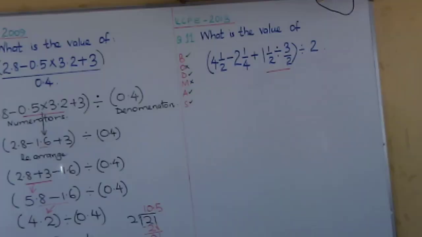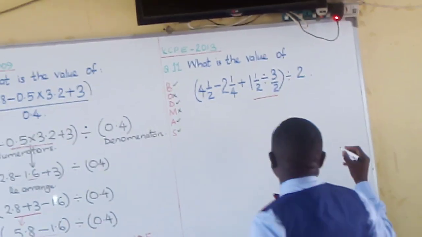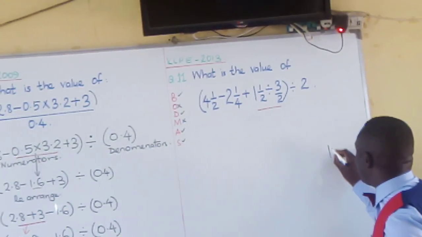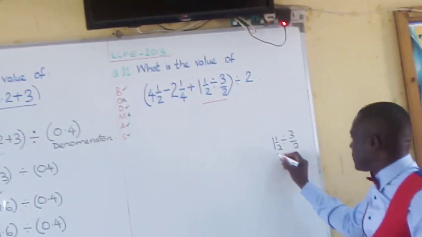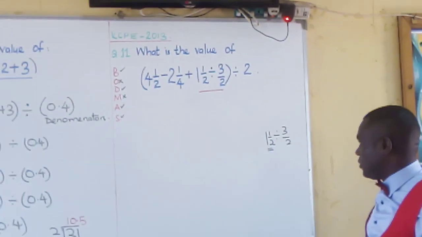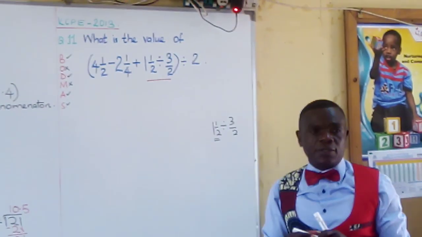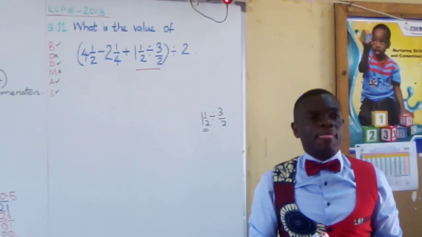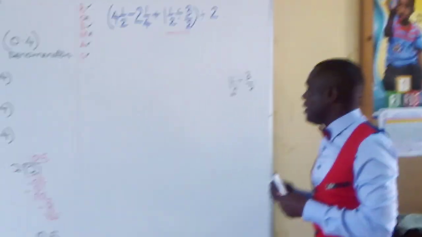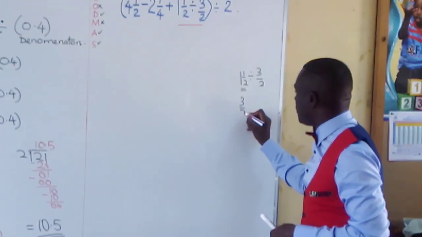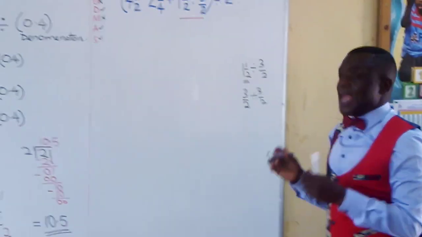We are dividing. Now let's look at that in a separate place, on a working place. 1.5 divided by 3 over 2. We express this one as an improper fraction. What is 1.5 as an improper fraction? Yes, Joy? Awesome, very great. It is 3 over 2. You are brilliant children. Divided by 3 over 2. A number divided by itself.